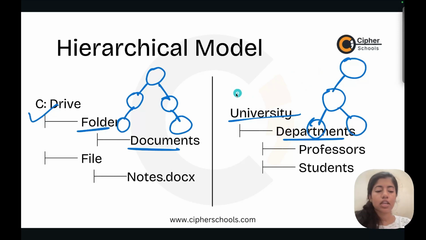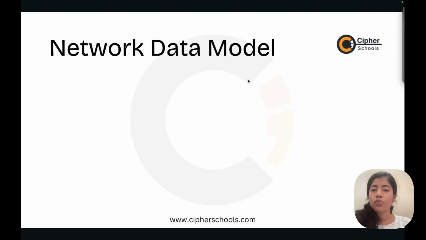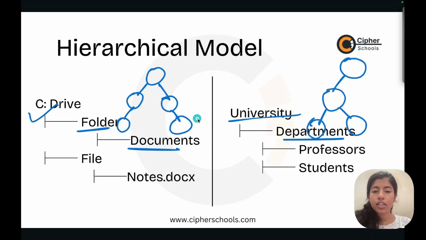So these are the examples of hierarchical model. I hope you're clear with it, and let's begin with the next one, which is network model. Now in hierarchical model, if you can see, there was only one path from one particular node to other. Let's say if I want to go from this node to this node, this is the only path which I can follow, but there is no other option.